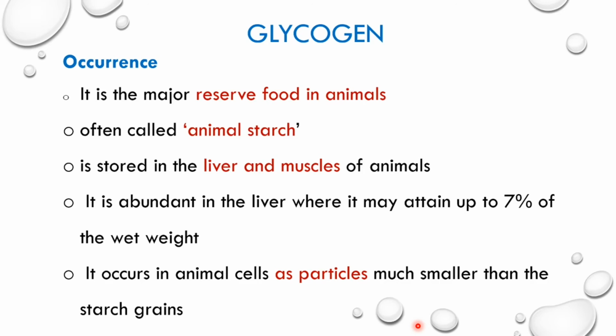Let us discuss glycogen. It's another important homopolysaccharide. It occurs in animals. It is the major reserve food in animals. It's also called animal starch. It's stored in the liver and muscles of animals. It's abundant in the liver, where it may attain up to 7% of the weight. It occurs in animal cells as particles much smaller than the starch grains.